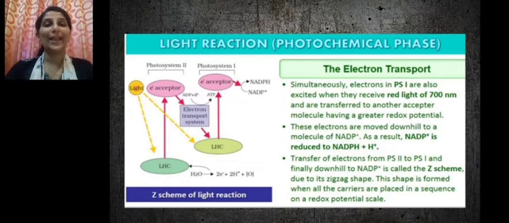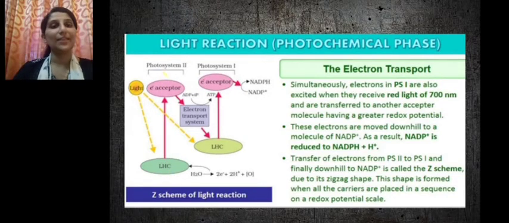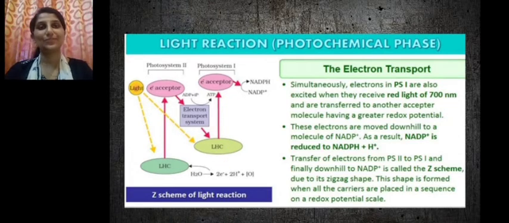So the transfer of electrons from photosystem 2 to photosystem 1 and finally to NADP is called the Z scheme. We can see there is an uphill, then a downhill, and then again an uphill, and it is transferred to NADPH.